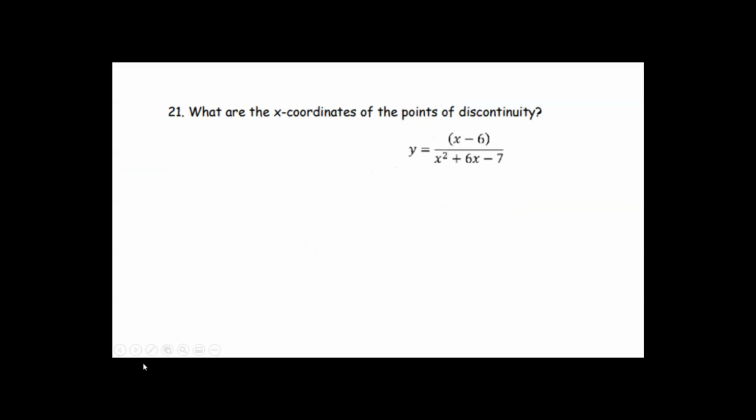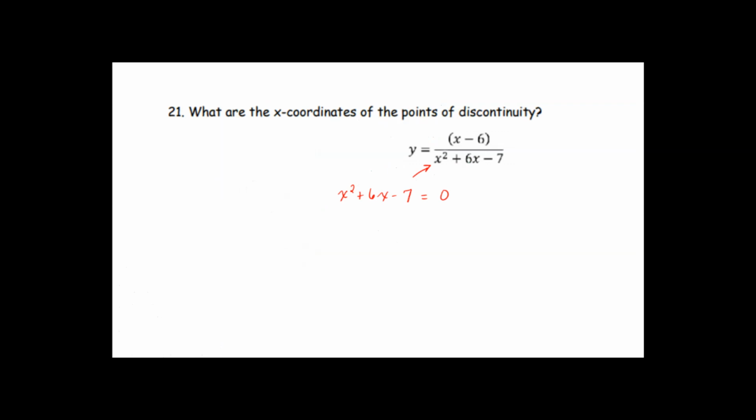All right, 21 here. What are the points of discontinuity? Discontinuities are where the function does not exist. They always come from the denominator. So you're going to take your denominator and set it equal to 0. That's where you're going to find your discontinuities.